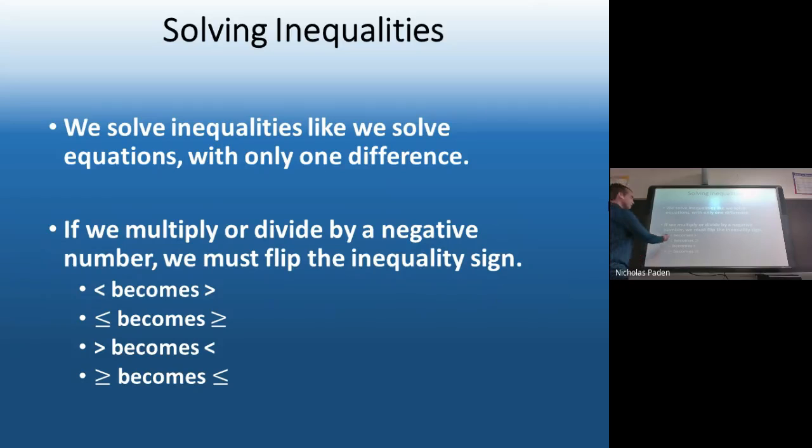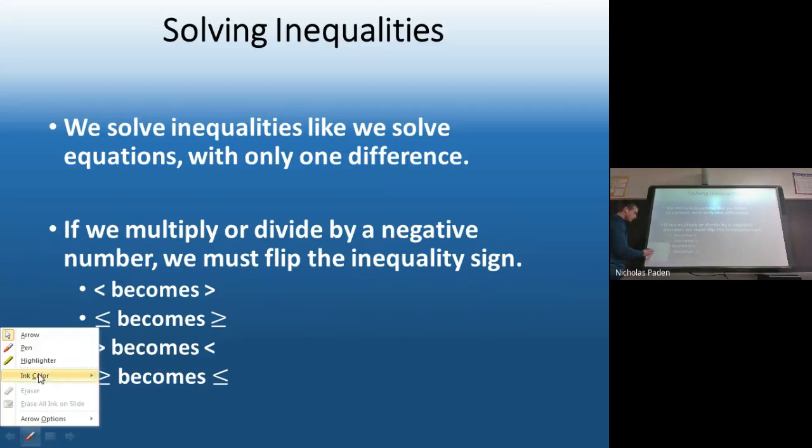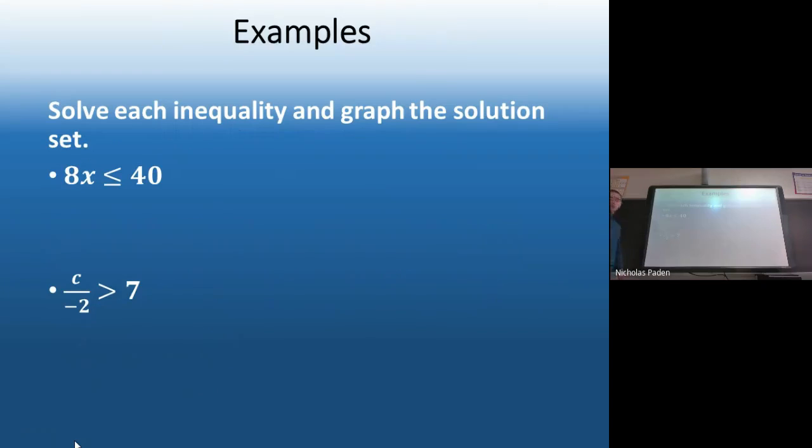So less than becomes greater than, less than or equal to becomes greater than or equal to, greater than becomes less than, or greater than or equal to becomes less than or equal to. And so the sign itself, as far as is there an equal sign underneath or is there not, that doesn't change. We're just going to flip the direction of the sign. And so that is the one difference between solving equations and solving inequalities. If we multiply or divide by a negative number, we have to flip the inequality sign. Okay, so we will look at some examples and go through those together.